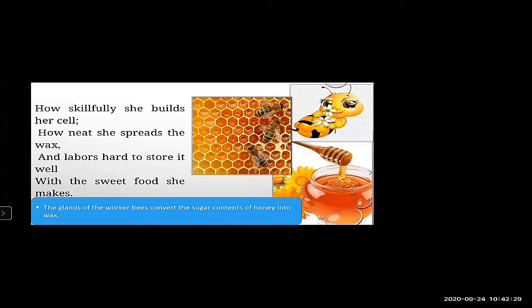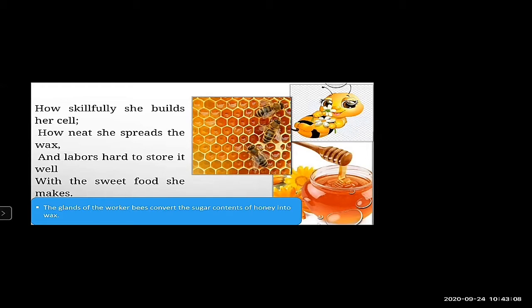How skillfully she builds her cell. How neat she spreads the wax. Now children, you can see in the picture, the beehive is very beautifully constructed. And you can see that each cell of the beehive is of same size and same shape. The shape of the cell is hexagon. A hexagon has 6 sides.